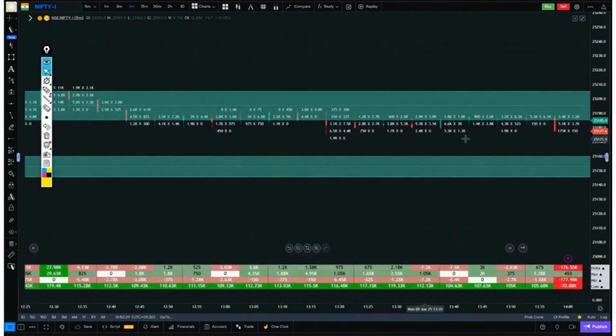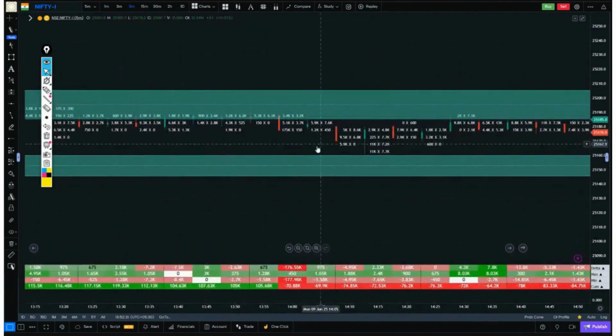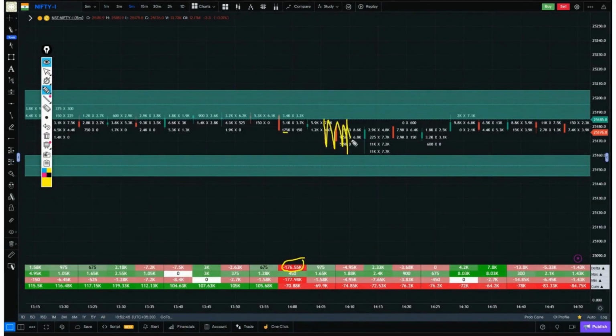Let's move ahead and see in which candle the selling happened. Look at this one. There was quite a bit of selling. There was selling of 1,70,000 in this candle. But boss, again, that's not the playing range anywhere.